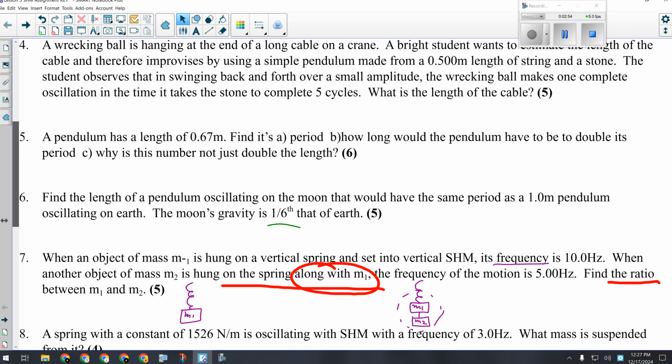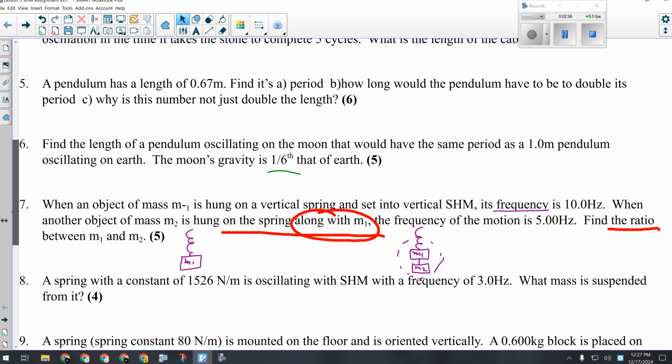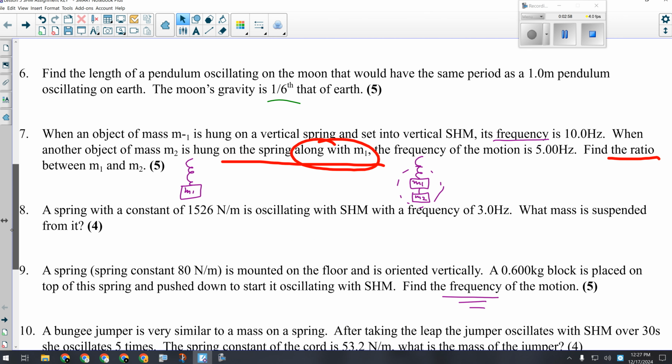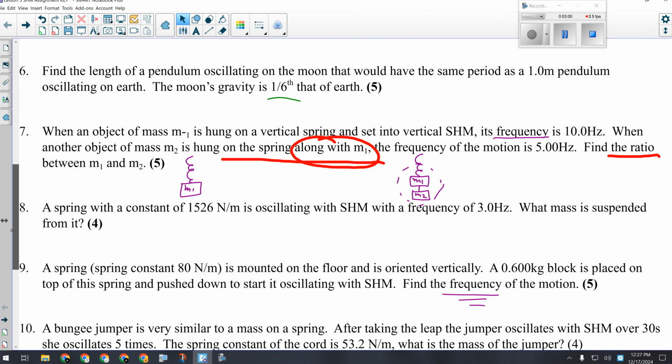Number 7. We do have to talk about number 7 because people mess up number 7 all the time because they don't read it carefully enough. When an object of mass m1 is hung on a vertical spring and set into simple harmonic motion, so it's like Hooke's stuff, right? It's hanging from the ceiling, it's oscillating up and down. Its frequency is 10 hertz.